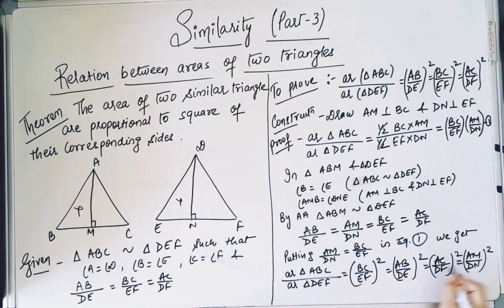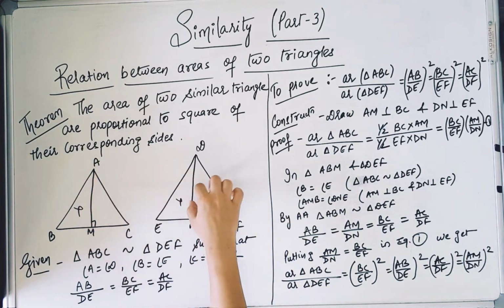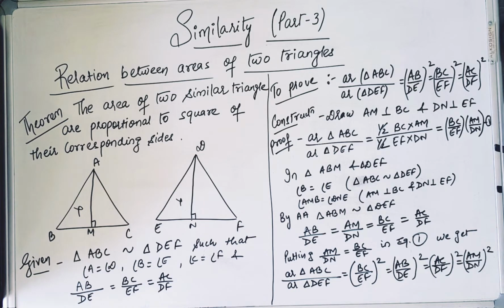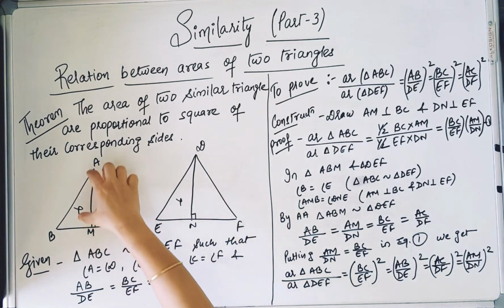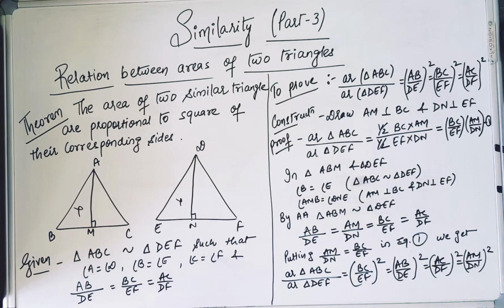So we have come to one more conclusion: if two triangles are similar, then the ratio of the areas of two similar triangles is equal to the ratio of the squares of the corresponding sides, and also the ratio of the squares of the corresponding altitudes, if altitude is drawn. In a similar manner, if a median is drawn in place of altitude, the same concept we can apply. Area of triangle ABC by area of triangle DEF equals the ratio of the squares of the corresponding medians.